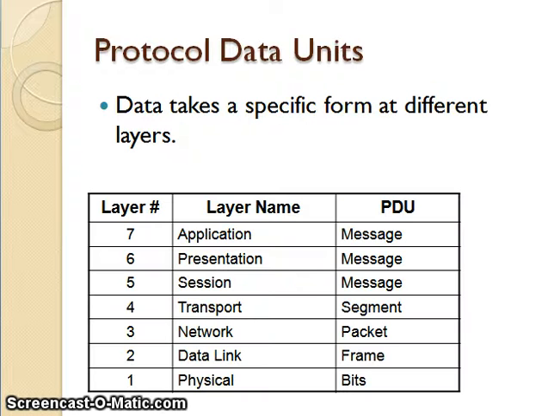These are all the protocol data units used in the 7 layers. Some layers use messages, the transport layer uses a segment, and the network layer uses packets. The data link layer uses a frame as its protocol data unit, and the physical layer uses bits as its protocol data unit.